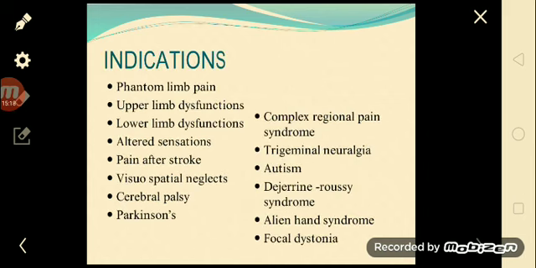Indications are phantom limb pain, upper limb dysfunctions, lower limb dysfunctions, altered sensations, pain after the stroke, visuospatial neglects, cerebral palsy, Parkinson's, complex regional pain syndrome, trigeminal neuralgia, autism, Dejerin-Roussy syndrome, alien hand syndrome, and focal dystonia.